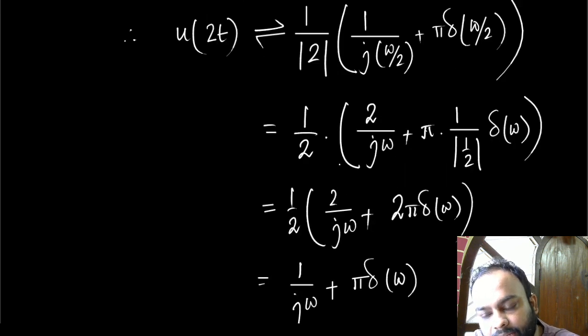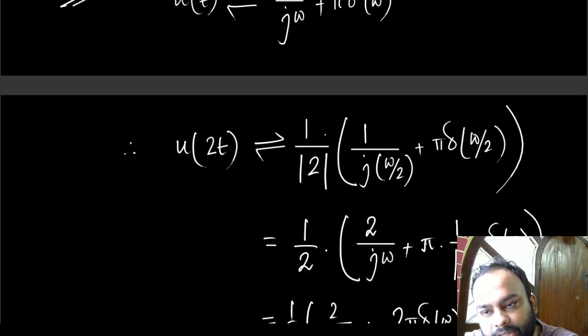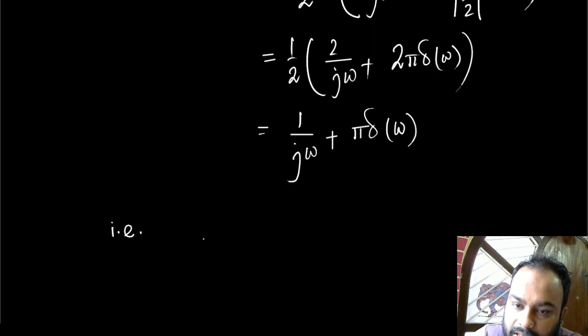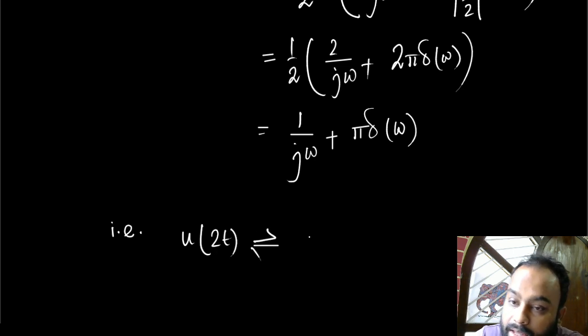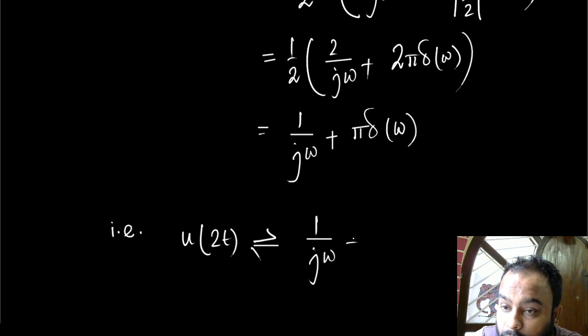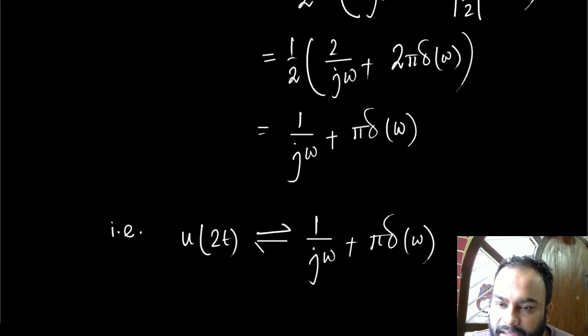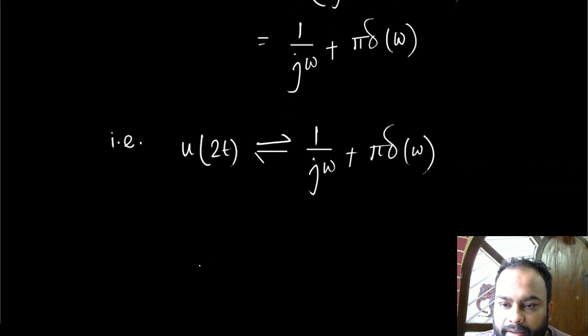Do you see it? I think you see it, right? The thing is, the Fourier transform of u of 2t is 1 by j omega plus pi delta omega. But what is amazing here? The amazing thing that you might have already noticed is that the Fourier transform of ut is identical to the Fourier transform of u2t, and that will be the same if I write u3t, right?